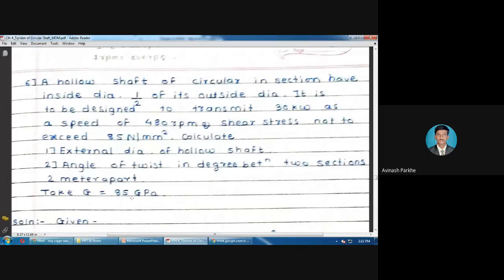And tell me the mean torque. Mean torque means your capital T only. If you want to mention the T mean, you can mention the T mean. But at the end, you can write capital T is equal to T max is equal to T min is equal to your final answer.